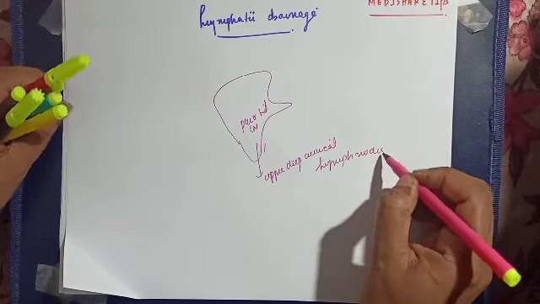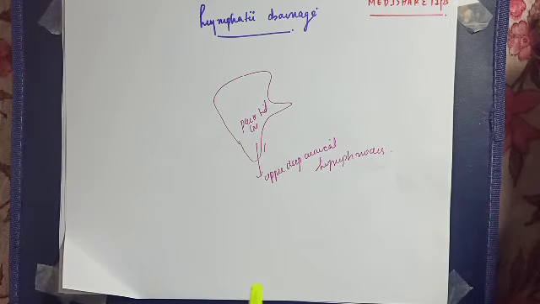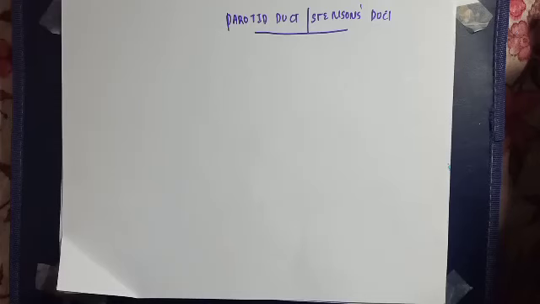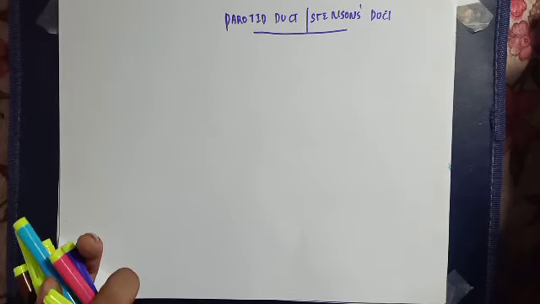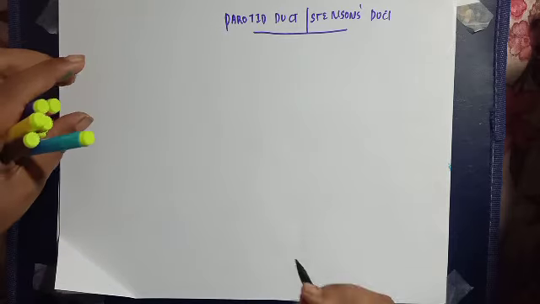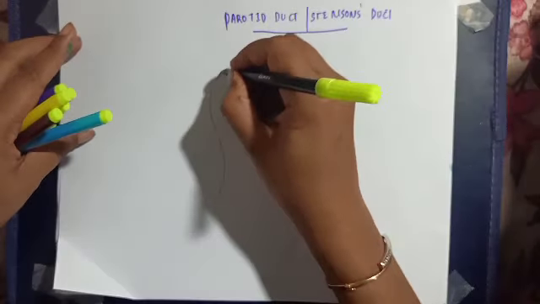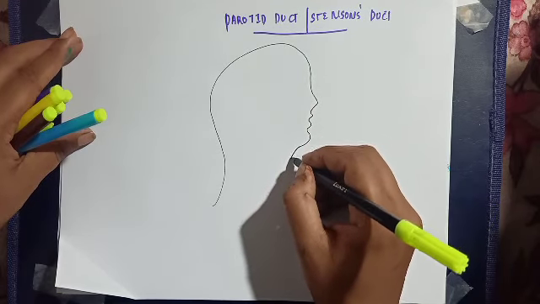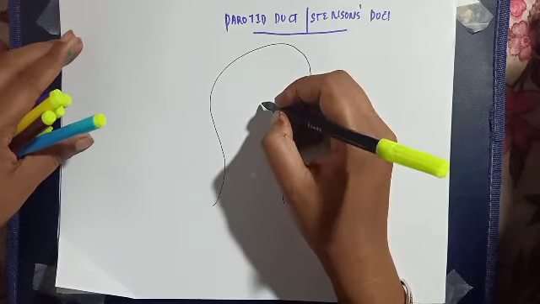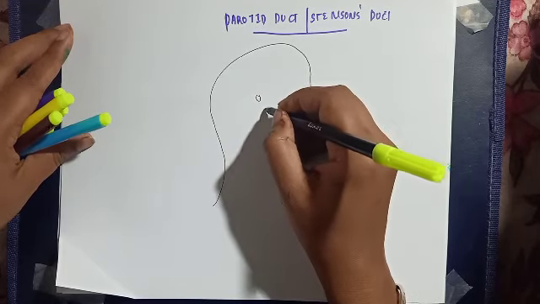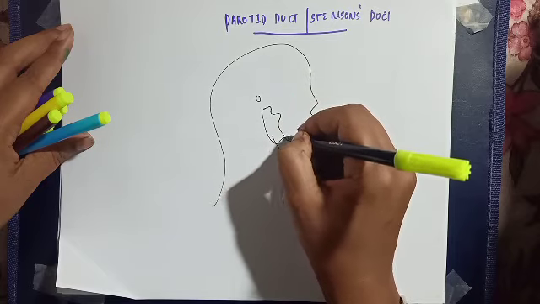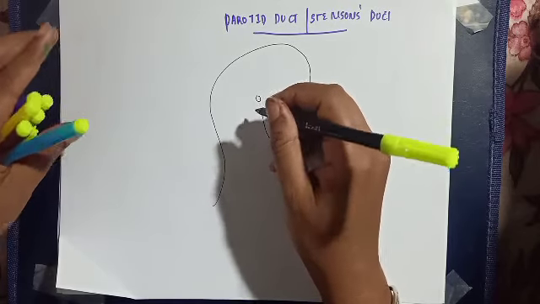Now we will discuss the parotid duct, which is also known as Stenson's duct. I will be drawing the diagram. External acoustic meatus. So I am drawing the parotid here.